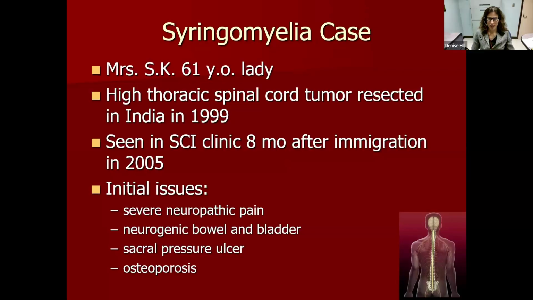So I have a case here of a lady I met earlier in my practice, in my outpatient clinic. She had a high thoracic, around T3, spinal cord tumor that was a benign tumor, resected in India in 1999. And then she came to Canada and she was seen in 2005 in my clinic. And we started from scratch to address all of her issues related to her paraplegia. She did have some common issues: severe neuropathic pain, neurogenic bowel and bladder, a sacral pressure ulcer, and osteoporosis, just to name a few of her main issues.